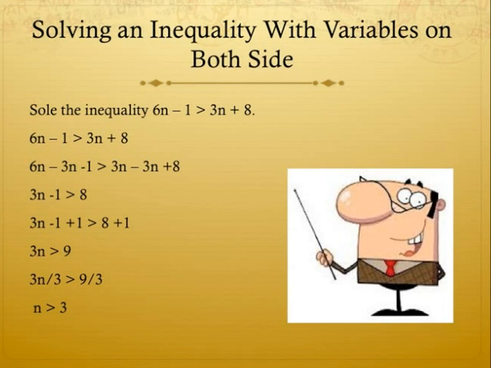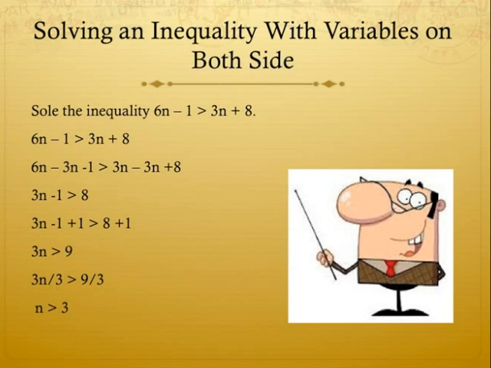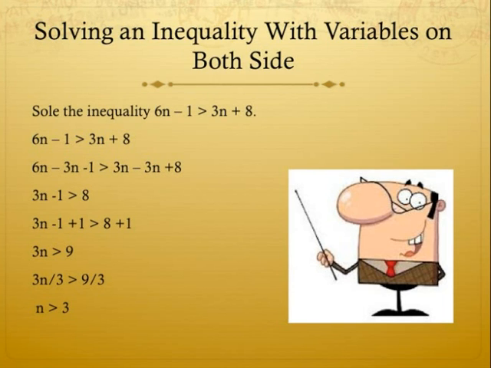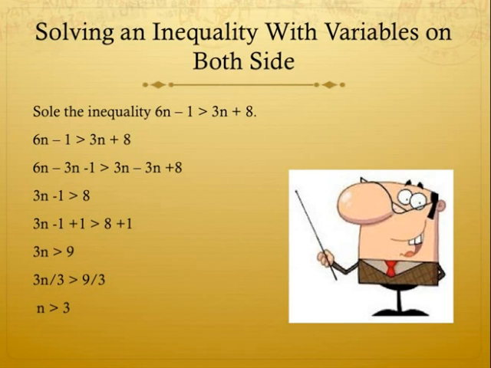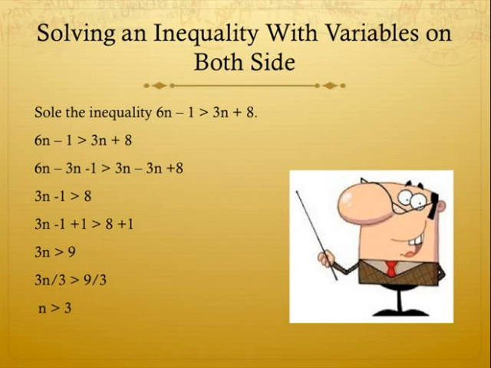Now we want to add 1 to both sides. Therefore we get 3n minus 1 plus 1 is greater than 8 plus 1. Now we need to still solve for n, so therefore we will divide both sides by 3. Notice this time we did not multiply or divide by a negative number, and it is not necessary to reverse the sign. Therefore n is greater than 3.